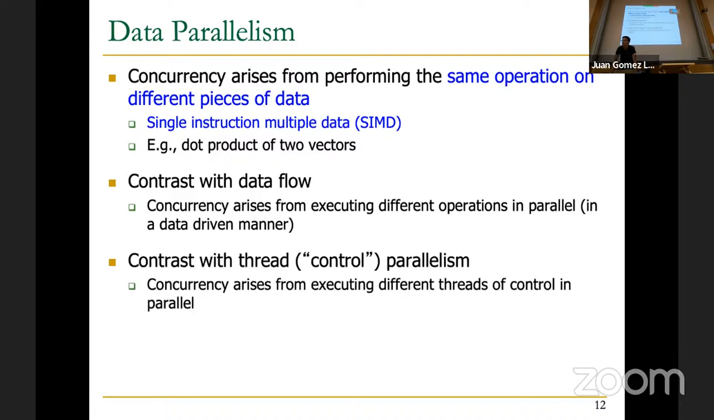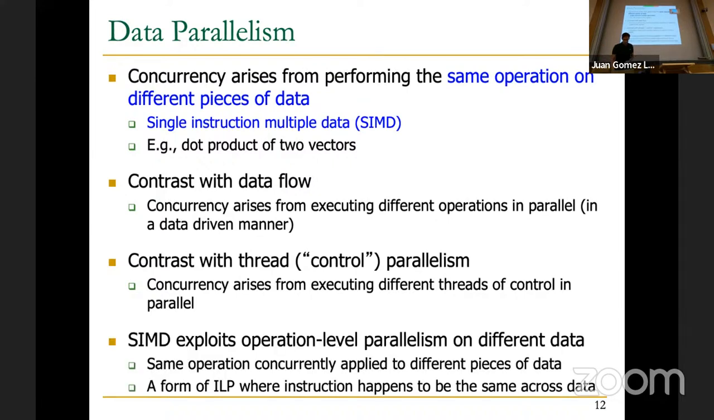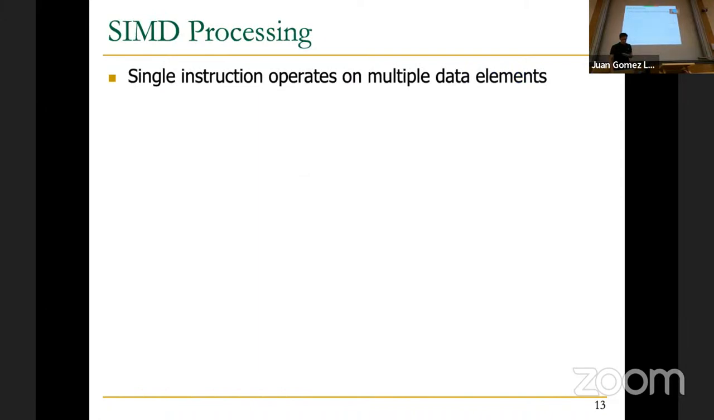It also contrasts with thread or control parallelism, which we can have, for example, in a multi-core CPU where we have multiple threads and each thread is running on a different core and they are doing completely different things on completely different data, but they are in the end exploiting some sort of parallelism as well. So that's why it's different. SIMD exploits operation-level parallelism or instruction-level parallelism on different pieces of data where all the instructions executed in parallel are exactly the same. So single instruction, multiple data.